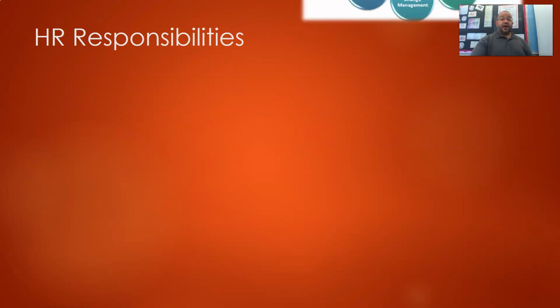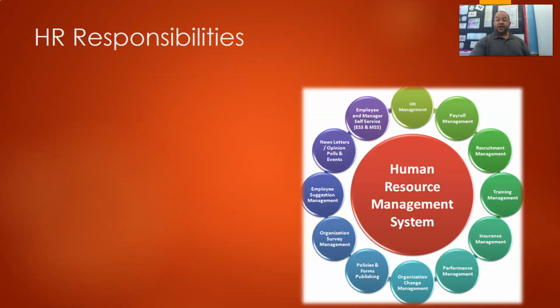Additional responsibilities. We got another graphic chart here. Human resources and human resource management might also be responsible for these following areas. Again, just like the other areas we saw in the previous video, this adds to that because these are things in a business that might be overseen by human resources management.